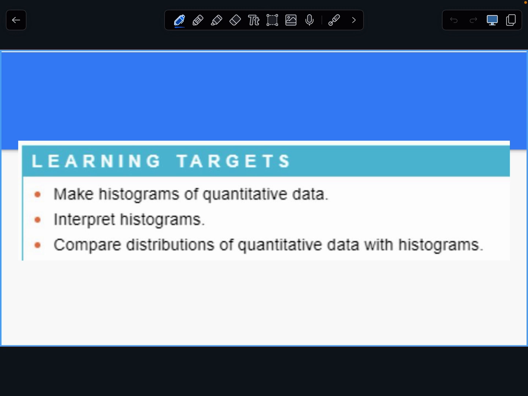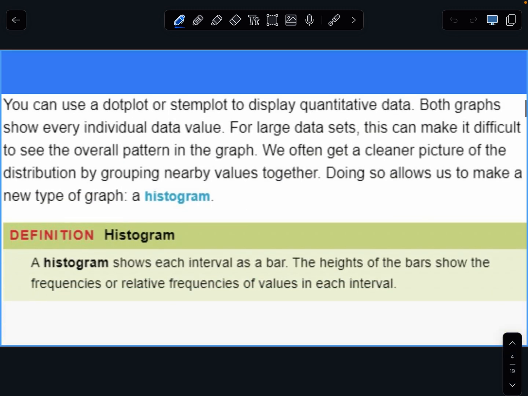Our learning targets today, we're going to make histograms of quantitative data. We're going to interpret histograms, and then we're going to compare distributions of histograms.